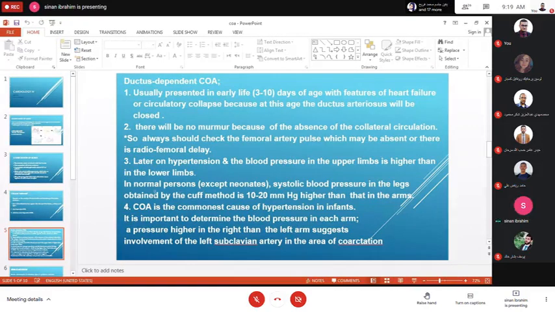In normal persons except in the neonatal period, the systemic blood pressure in the legs, as you know, obtained by a proper cuff size, will be 10 to 20 millimeters higher than in the arms. Coarctation also is the commonest cause of hypertension in infants.